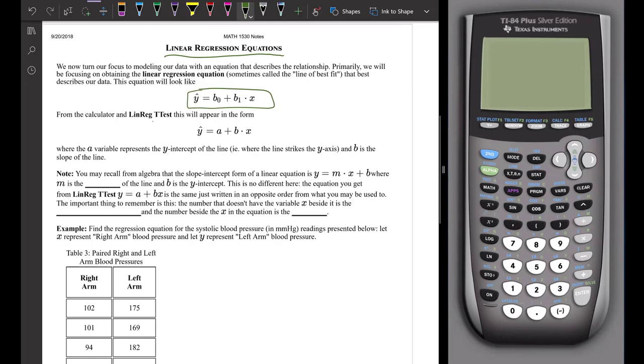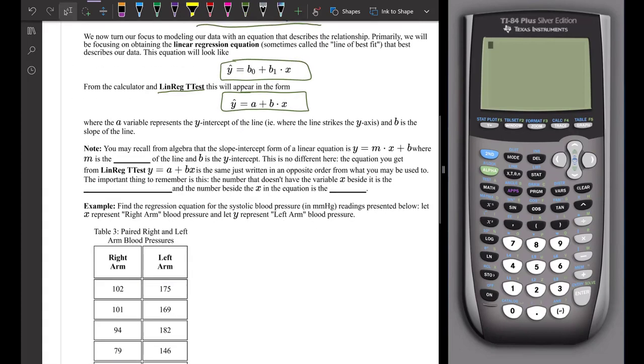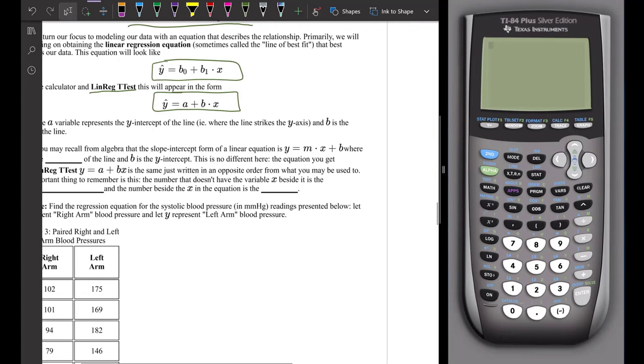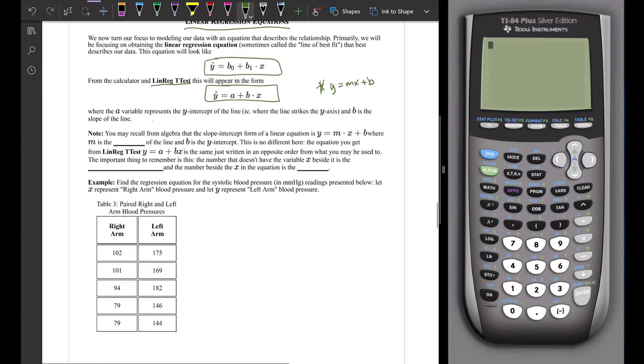Now, when you do LinRegTTest on your calculator, you actually get the equation in this form right here, a plus bx. And this is very similar to the old style you might have seen in algebra, where it was y equals mx plus b, okay? The only big difference is they swapped the b and the mx part in the order that they have them in.